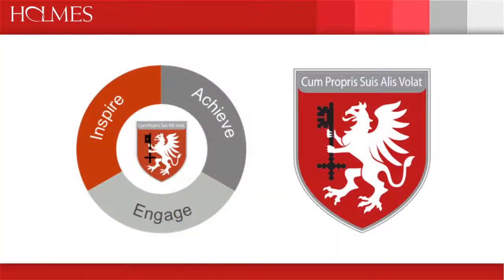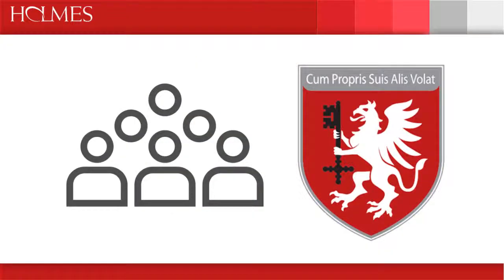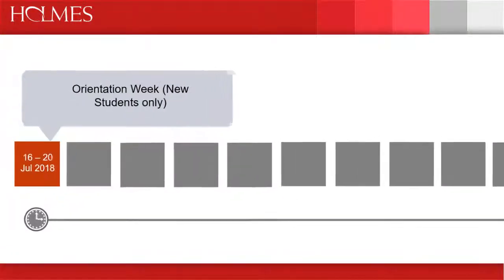The three elements of the Holmes Institute approach are to inspire, achieve, and engage. This approach will allow you to fly with your own wings. There is a dedicated group of people that will support you at Holmes Institute. A list of key people and their email contacts is available in the orientation section on the Blackboard online learning platform. Please note the following important dates.